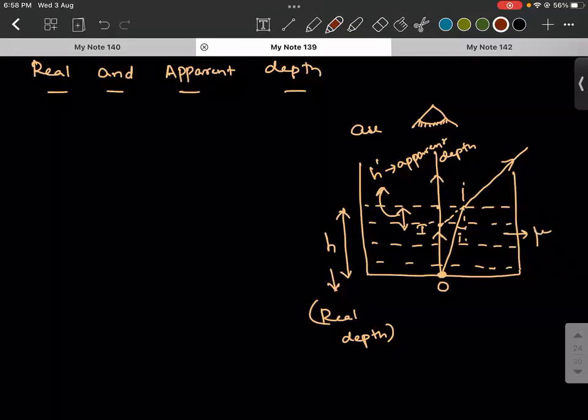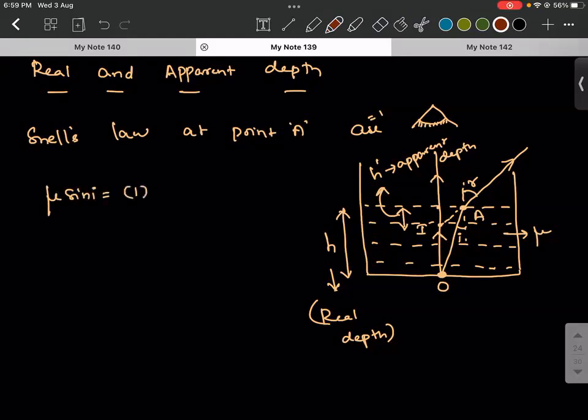As I told you, the outside medium is air, hence its refractive index is going to be 1. Let me say that this angle is R. Now if I apply Snell's law at point A, then I can say mu into sin I is equal to 1 into sin R.